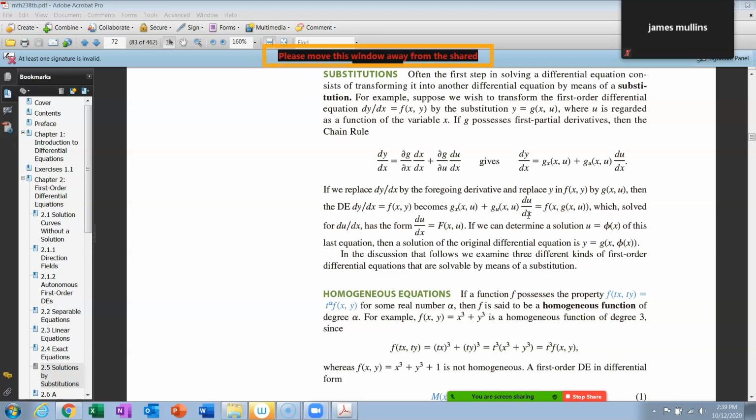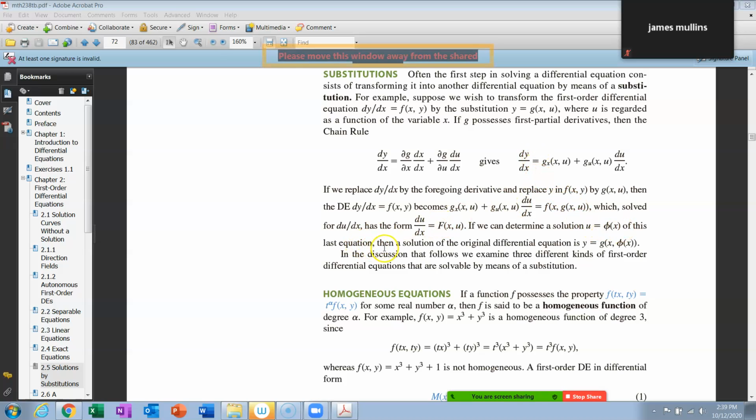They go around their ears to get around to their nose here. They just say, let's solve for that and give it the form of capital F of x, u. Now, if we can determine the solution u, which they introduced up here, is really a phi of x, so why didn't they call it phi of x to begin with? I don't know. I mean, this is the part that doesn't make sense.